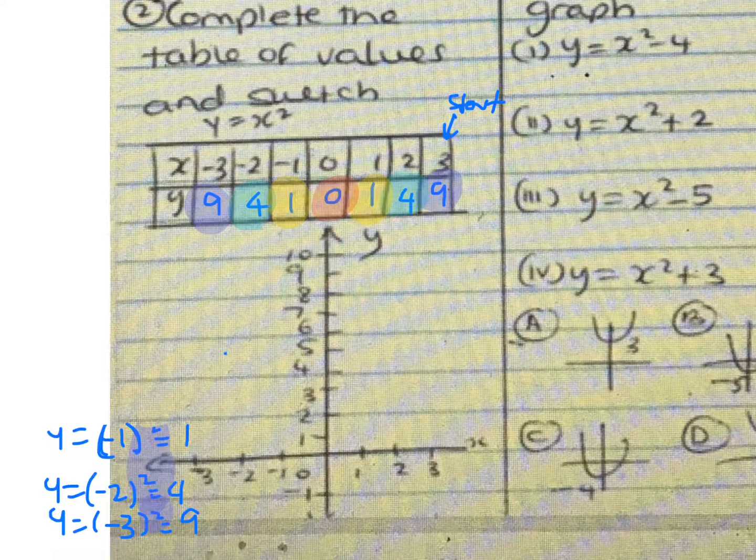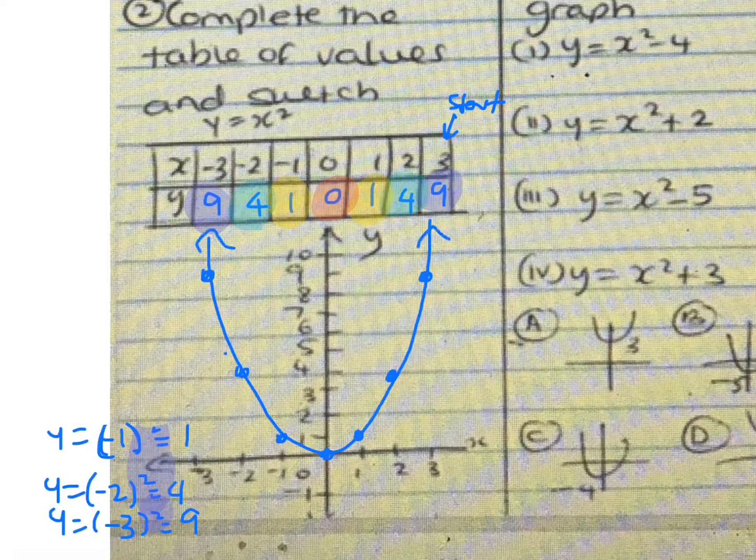Okay, so plotting the points. You go across to 3 and up to 9, across to 2 and up to 4, across to 1 and up to 1, 0, 0, minus 1, 1, minus 2, 4, minus 3, 9. And if you draw the line through that, notice it is a parabola.